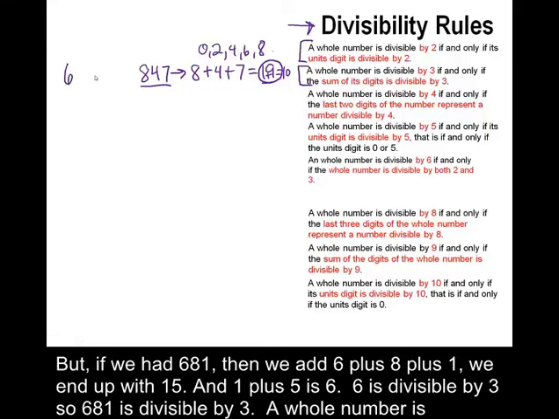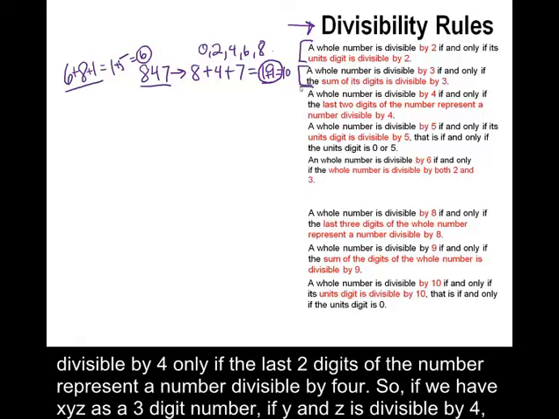But if we had 681 and we add 6 plus 8 plus 1, we end up with 15, and 1 plus 5 is 6. 6 is divisible by 3, so 681 is divisible by 3.